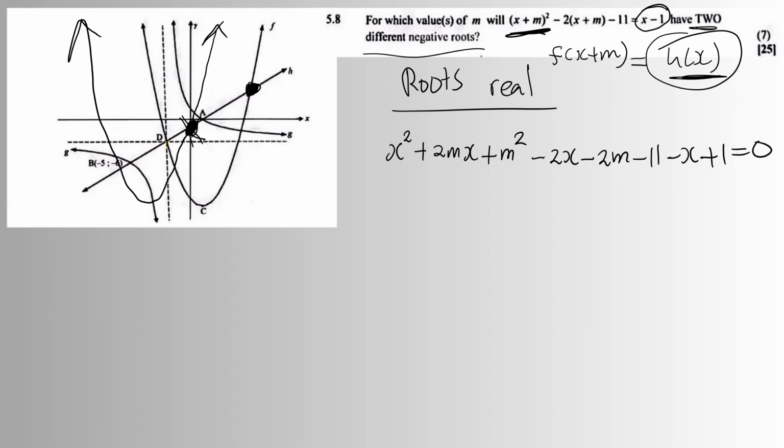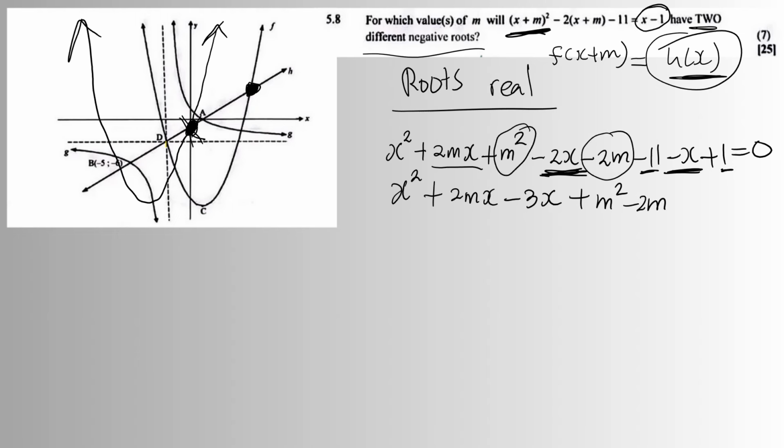Then now I can group the like terms. I have x squared, plus the ones with x, let me group them at the same time. Perhaps I can say minus 2x minus x, which will be minus 3x. Then I have plus m squared, minus 2m, and minus 11 plus 1, which will be minus 10, is equal to 0.